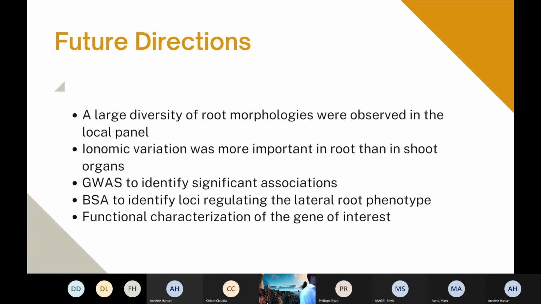Just to give you the future directions: it was clearly evident there has been a large diversity of the root morphological traits in the local panel itself. There have also been ionomic variations, which are important for root and shoot growth. We are using the GWAS approach to identify the significant associations related to these traits, and bulk segregant analysis to identify loci regulating the lateral root phenotype. At the same time, from this high throughput analysis, we would be identifying and functionally characterizing the genes of interest from the associations identified in the previous analysis.